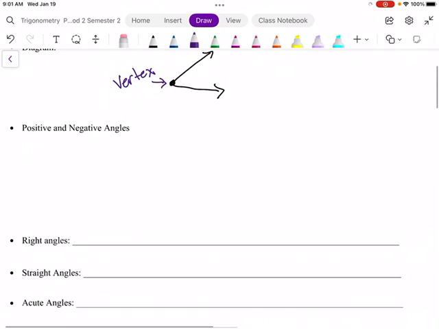Another part that you should know is positive and negative angles. When we're measuring our angles, we are always measuring them from the positive x-axis. And if we're going up, that's positive.